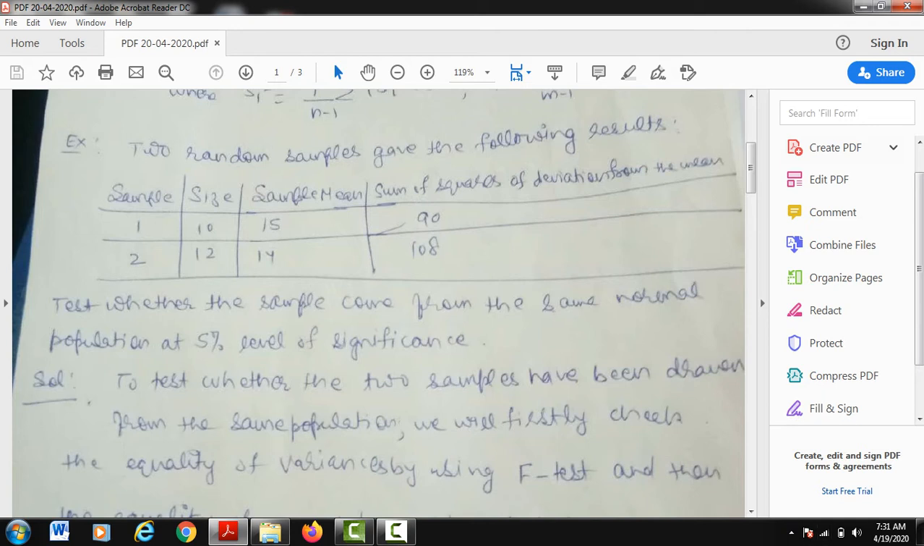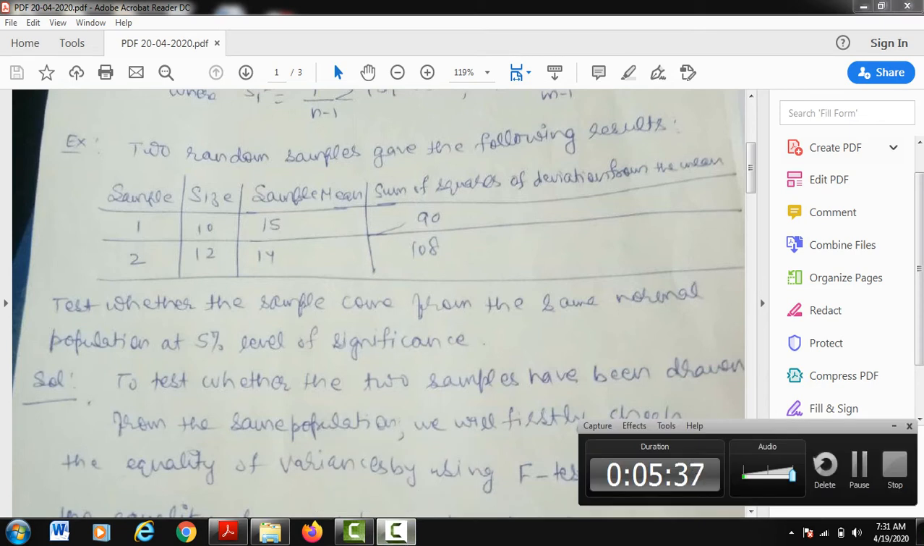Then we are having the sample means. The sample mean for the first sample is 15 and for the other sample is 14. Then the sum of squares of deviation from the means is 90 and 100. We just want to check whether these samples came from the same normal population at 5% level of significance, whether they have been drawn from that population which is possessing the normal distribution.